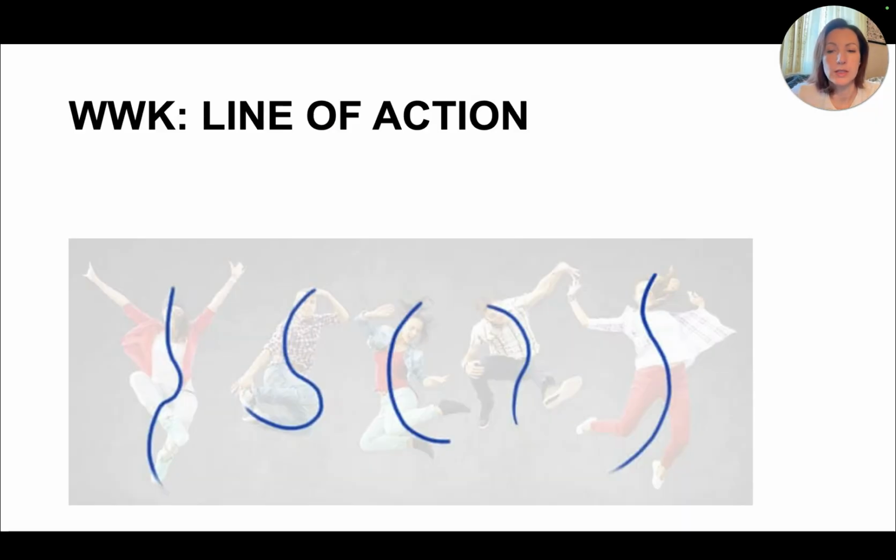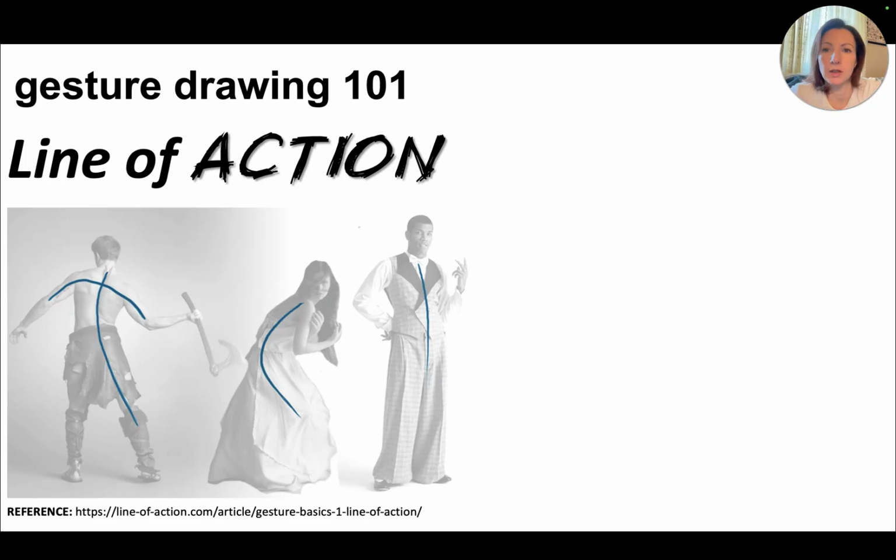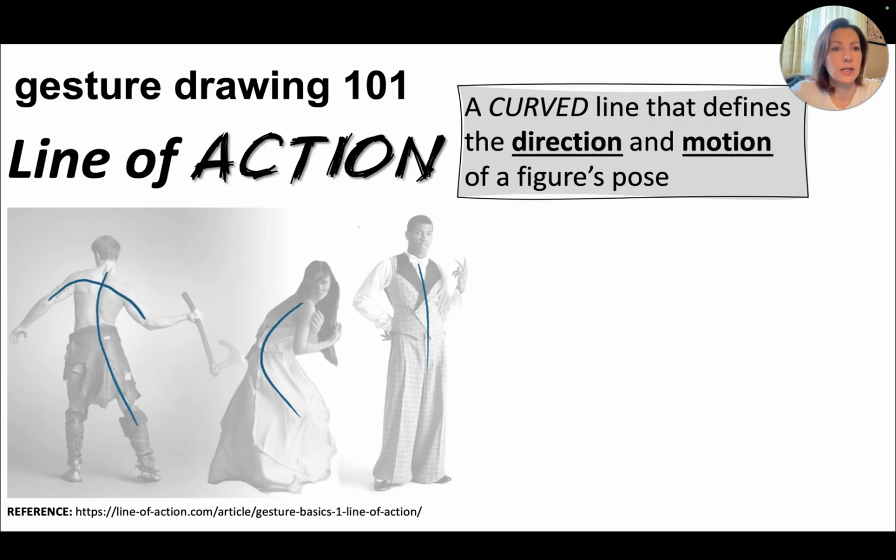So our word worth knowing is line of action. A line of action is a curved line that defines the direction and motion of a figure's pose. Think of it as summarizing the movement of the pose in one line.